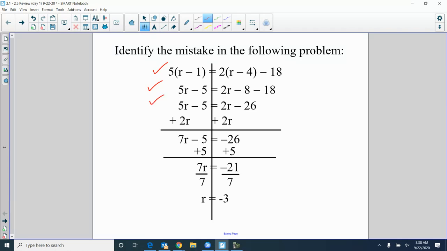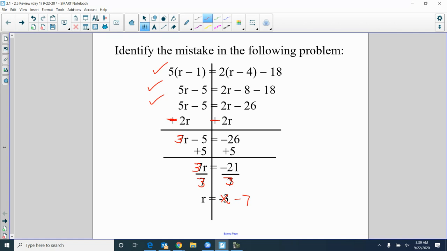This line is okay, but it's a 2r, and you got to put a minus 2r. Then you subtract 2r from both sides, and you get 3r minus 5 equals negative 26, and then add 5 to both sides. Now everything is going to stay the same, except that should be a 3r, and in the end I get negative 7.